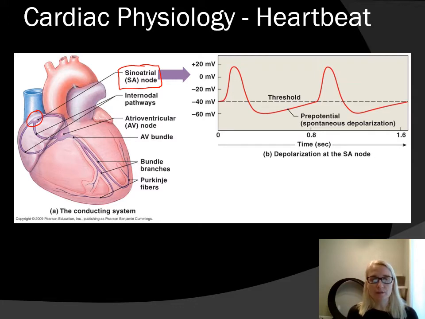It is not nervous tissue. It's not like a neuron. It is cardiac muscle tissue that has been modified to generate these unique electrical signals. So don't think that it's like neurons. It's not nervous system. It's muscular system, but we know muscle tissue can be excitable. They have that voltage gated channel so they can send these signals, and that's exactly what happens.